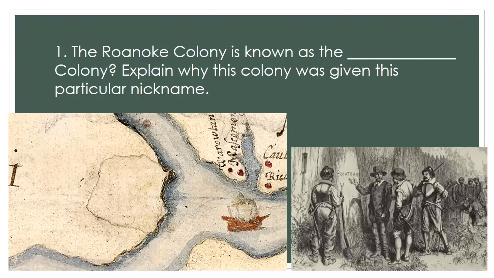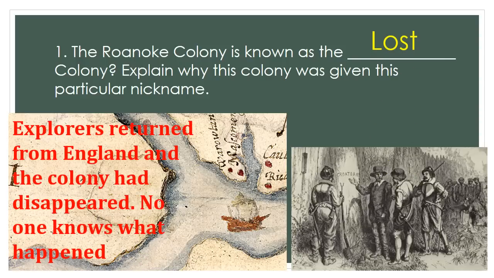Fill in the blank. The Roanoke colony is known as the blank colony. Explain why this colony was given this particular name. We know it was called the Lost Colony of Roanoke. And we know that because the explorers returned from England and the colony had disappeared, and no one knows exactly what happened.